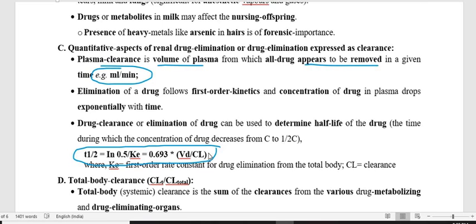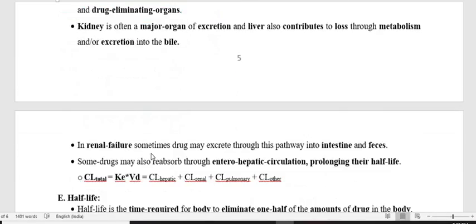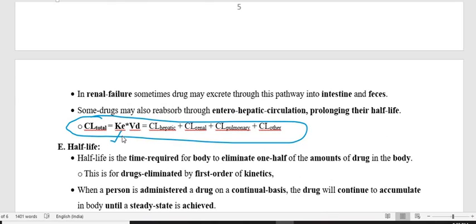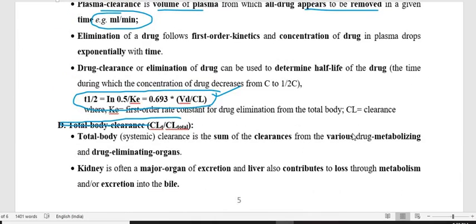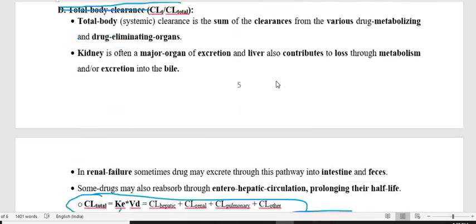And that is the formula for the half-life calculation. For calculation of total body clearance, the total body clearance is the elimination rate constant multiplied by the volume of distribution. K is the elimination rate constant and Vd is the volume of distribution. And this is for the first order reaction. They usually follow this formula for a first order reaction, or first order kinetics. So this is very important.